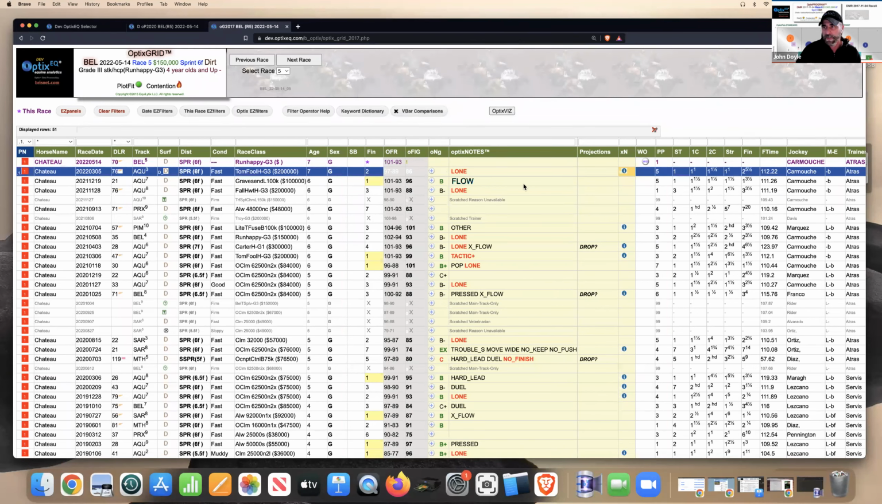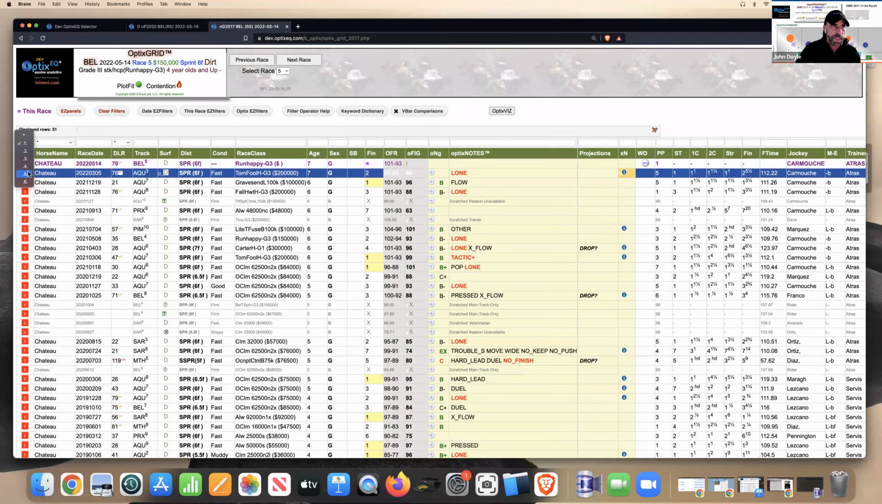I want to kind of look against now. Caramouche, you're going to see that his name is on every horse in this race. So he kind of selected this horse with others. So that was interesting.